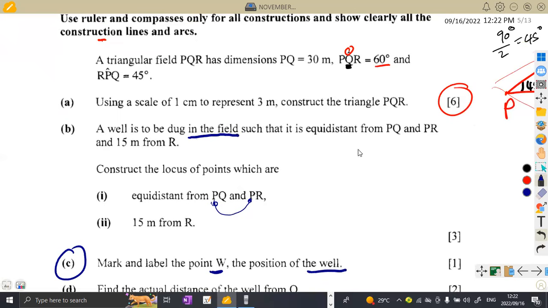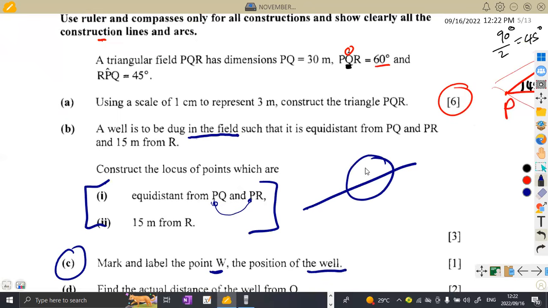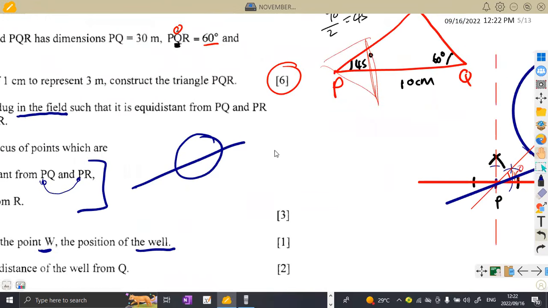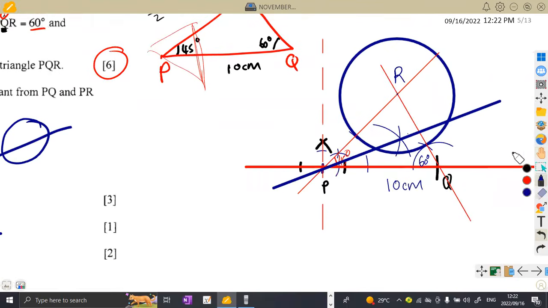So which means the position of the well is given by these two possible combinations, that angle bisector and the circle that we had, but we must take a point of intersection which is inside the field. Okay, so inside the field, which is inside the triangle, we have got this point, where these two meet inside the triangle.